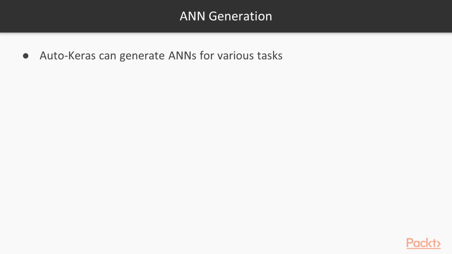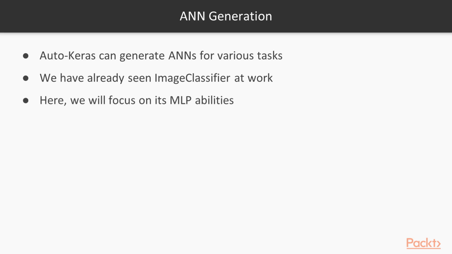Auto-Keras can generate artificial neural networks for various tasks by optimizing their hyperparameters. We've already seen image classifier at work, which tries a lot of neural network candidates for a given task. We did not go into detail on what kind of candidates it tries. In order to do that, we would have to go quite deep into Auto-Keras' source code, and this is not very important for the scope of this course. All we need to know is that it attempts to generate a proper and efficient classifier. Here, we will focus on its multilayer perceptron abilities.